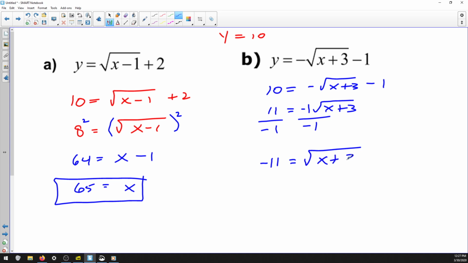This is the step that made me question whether or not this is extraneous, and we're just going to see whether this works together.